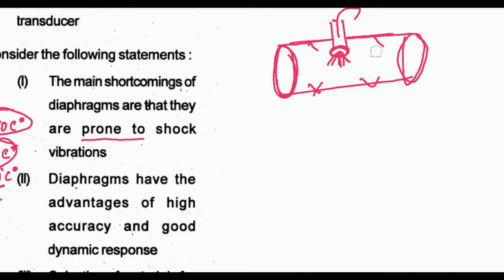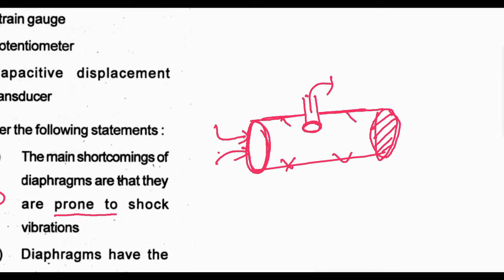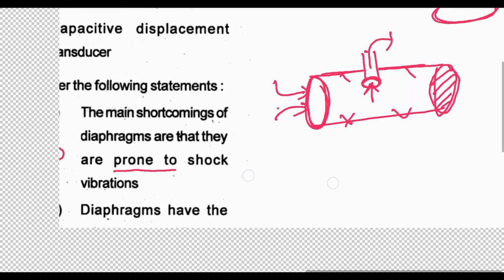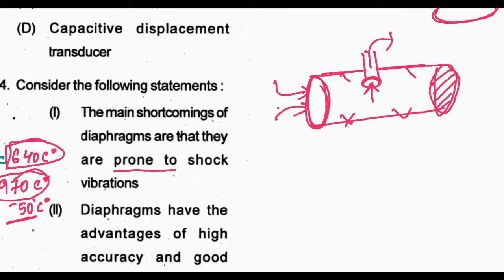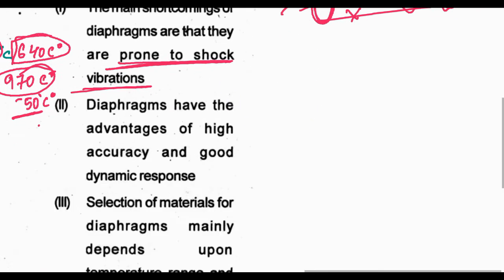So what is given? Suppose one side of the pipe is closed and no liquid is given from this side, but due to some reason some air is pressed into the pipe. What will happen? This air also exerts some pressure on this diaphragm, and it will show some non-zero reading, although there is no water in the pipe. So this is a shortcoming of diaphragm type sensors, and they are prone to shock vibrations. This statement is also true.